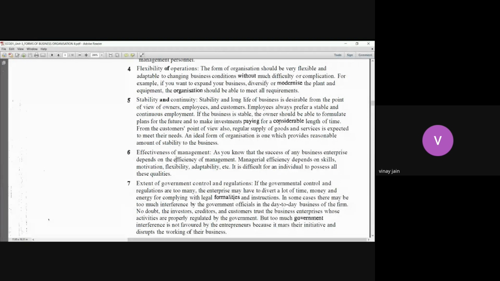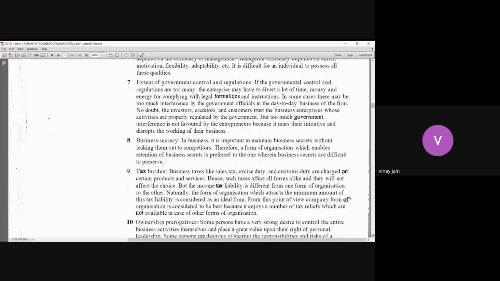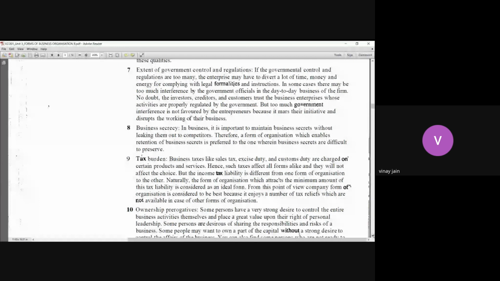Now, the seventh point is about the extent of government control and regulations. If the governmental control and regulations are too many, the enterprise may have to divert a lot of time, money, and energy for complying with legal formalities and instructions. Guys, in some cases, there may be too much interference by the government officials in the day-to-day business of the firm.